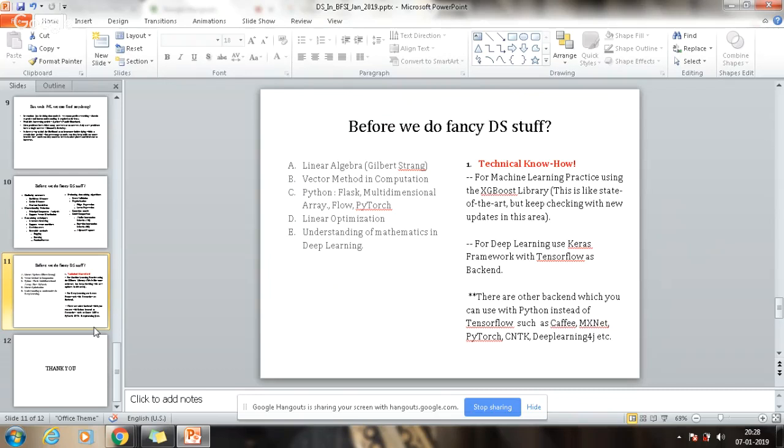So if you are interested in getting into BFSI as a machine learning engineer or a deep learning engineer, I will definitely share this slide. Just make sure you're familiar with this. You don't have to know everything, but whatever you know, know it really well and know how to use it well. That will take you a long way in this industry.